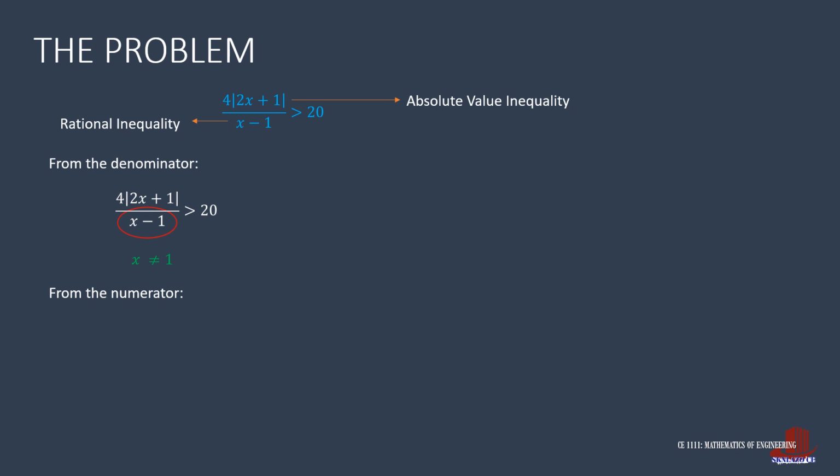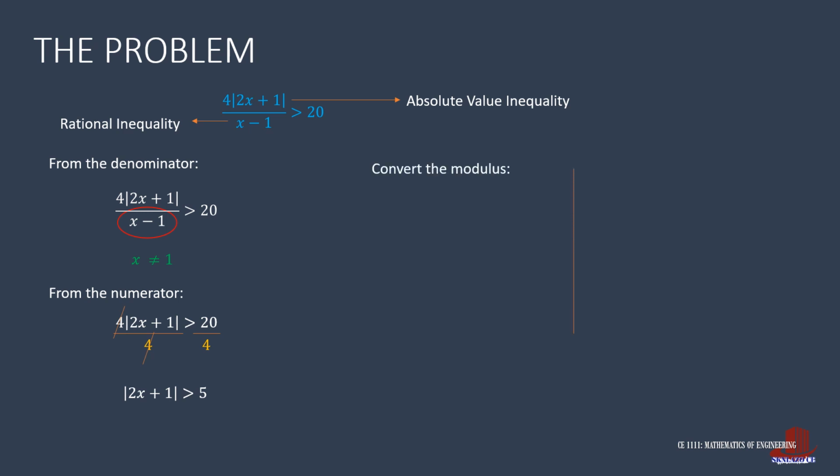From the numerator, the inequation is 4 times the absolute value of 2x plus 1, and this is greater than 20. Isolate the binomial in the absolute sign, so we have to divide the inequation by 4. The 4's on the left cancel out, and the constants on the right are simplified into 5. The inequation then is written as the absolute value of 2x plus 1 is greater than 5.